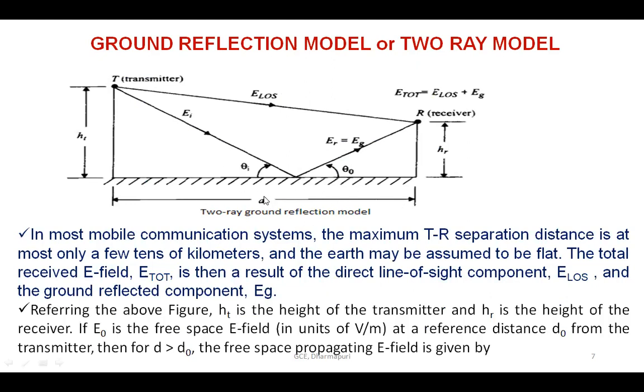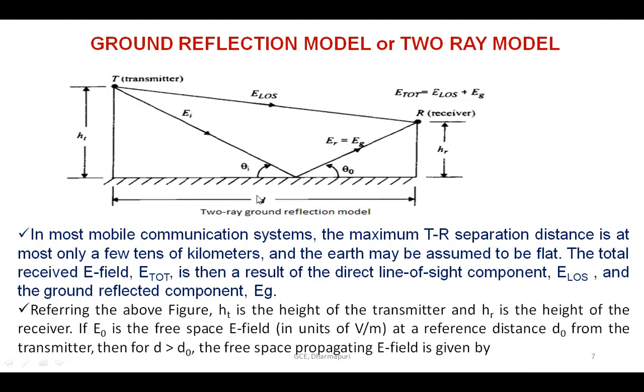It is defined by d or otherwise d naught. Then the total received power E total is approximately equal to E LOS plus E G, where E G is the ground reflected component. Here h t is the transmitter height, h r is the receiver height, and E naught is the free space field, that is the E field from the distance d.